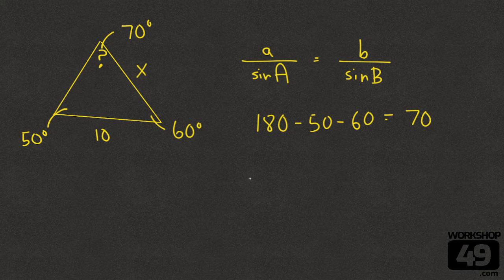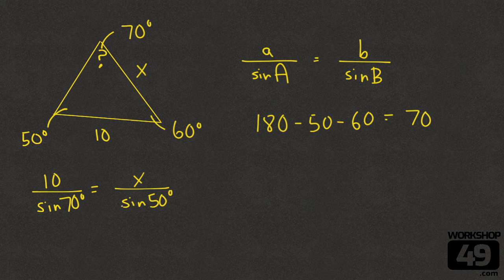Watch those ones. I've seen them show up on assignments and tests where they try and trick you, and you're like, there's no opposite side and angle that match, and there is, because if you have two angles, you always have the third. Now we can go ahead and fill these in because we know a side, 10 divided by the sine of its opposite angle, which is 70 degrees, is going to equal x divided by the sine of its opposite angle, 50 degrees.